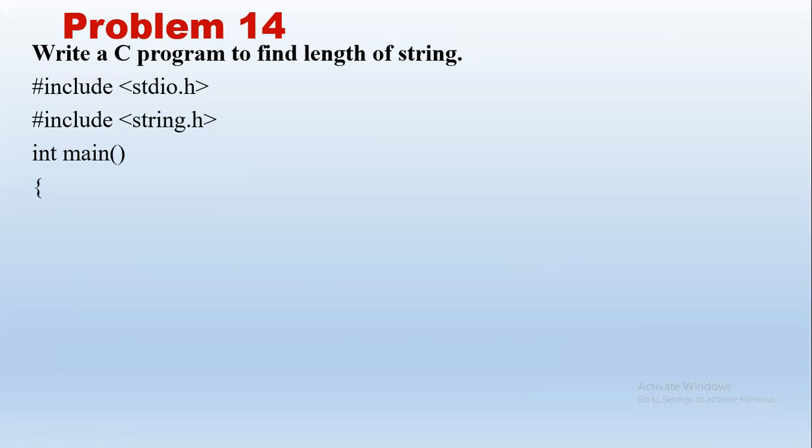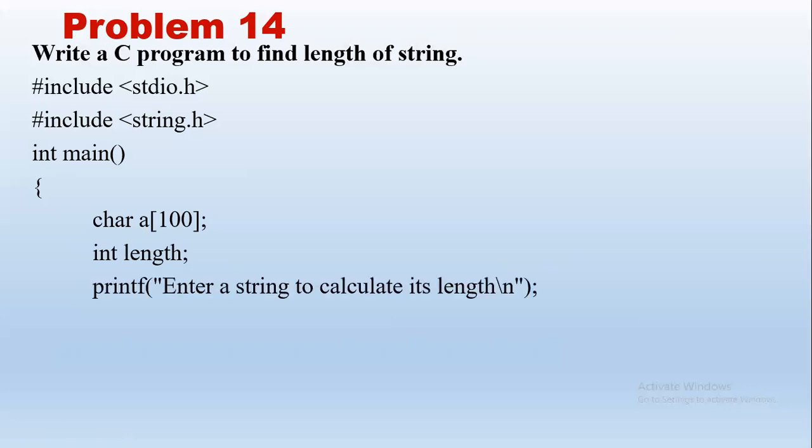Within the main function, we first declare the required string. Say A is the name of the string of size 100 bytes, and char is the data type of the string. We declare a variable length, which is to store the number of characters. So int length, and then take input for the string, whatever string we need to calculate. So gets of A. This takes the input for a string. Based on the input, it is going to count the number of characters.